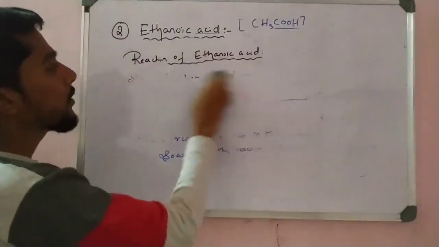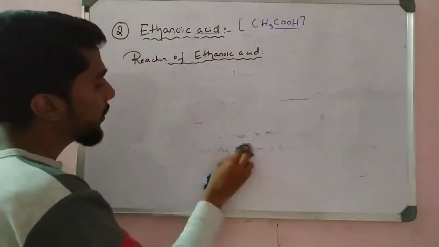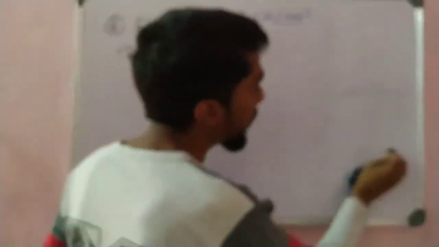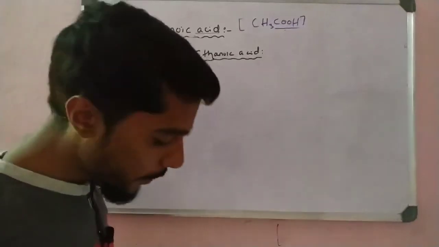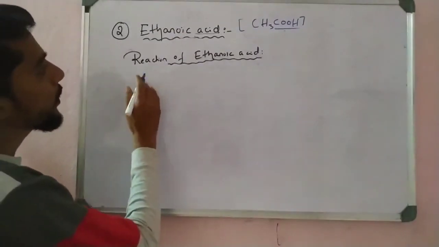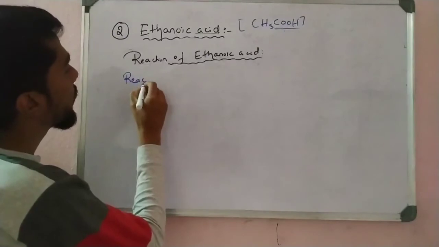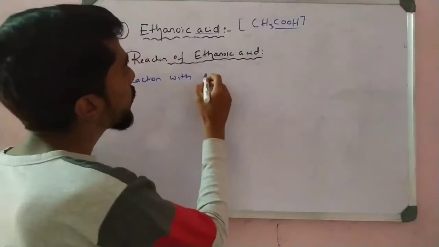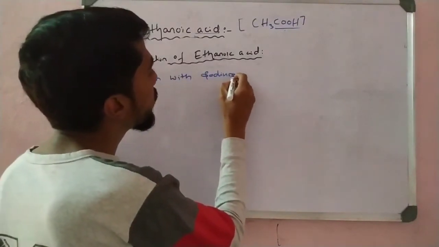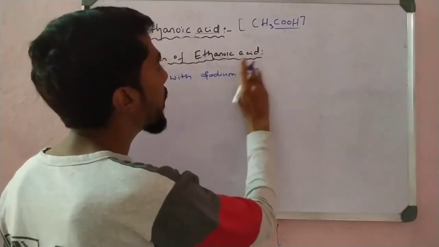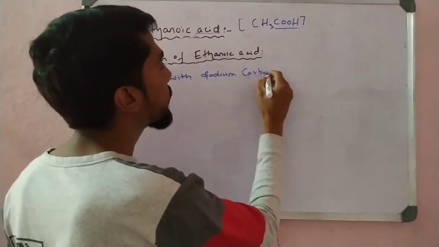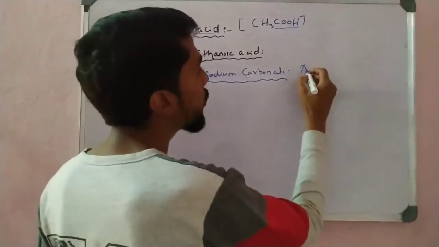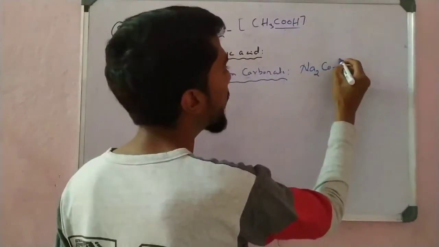And let's come to another one. Another two reactions are there: the reactions of the acid with metal carbonate and metal hydrogen carbonate, that is, baking soda and washing soda. So let us see the reaction with sodium carbonate first. What is sodium carbonate? We know that it is nothing but Na2CO3.